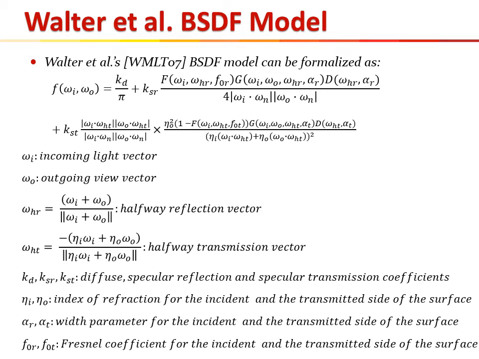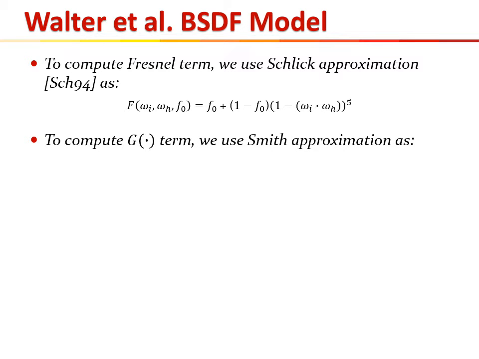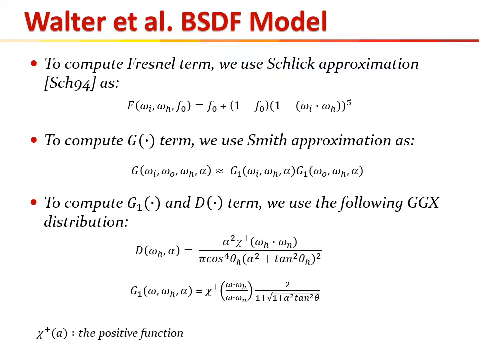The reflection part of the Walter et al. BSDF model is similar to Cook-Torrance's BRDF model, and we restrict the reflection part to have only one specular lobe and the diffuse contribution to be Lambertian. To compute the Fresnel term, we use the Schlick approximation. To compute the G term, we use the Smith approximation. To compute the G1 and D terms, we use the following GGX distribution.